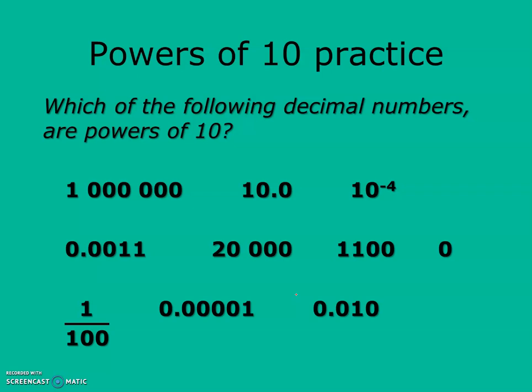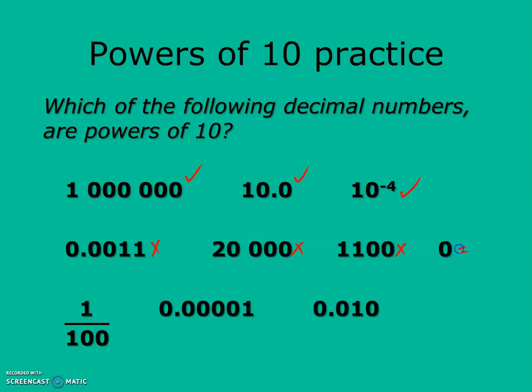So quick check here. Which ones of these are considered to be powers of 10? 10 to the something. Well, a million is 10 to the 6. 10.0 is simply 10 to the 1. This one should clearly be a power of 10. But 0.011 is not a power of 10 because you would split it into two different powers of 10. So that one doesn't count. You can't just write it as 10 to the something. Same thing with the 20,000 or the 1100. You cannot write those as just 10 to the something.